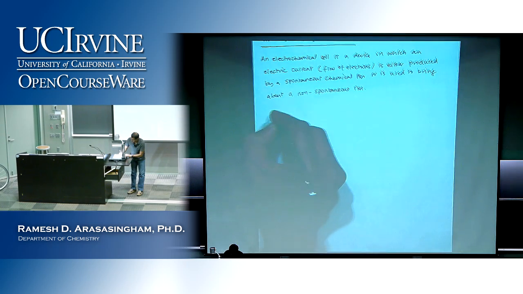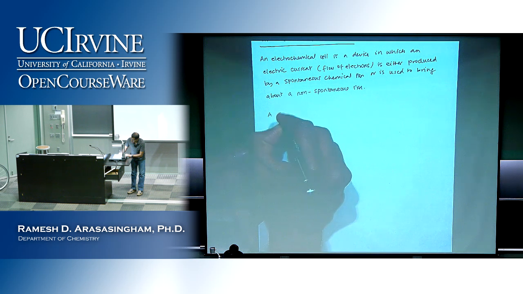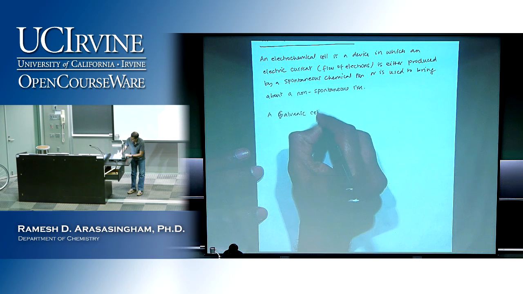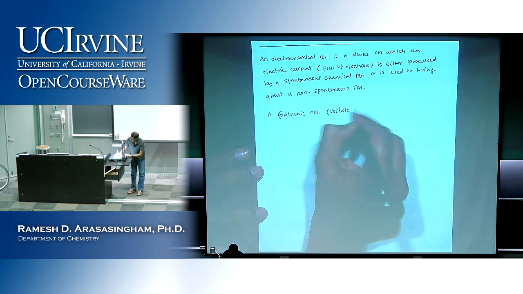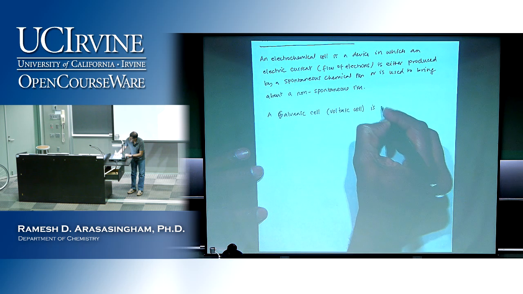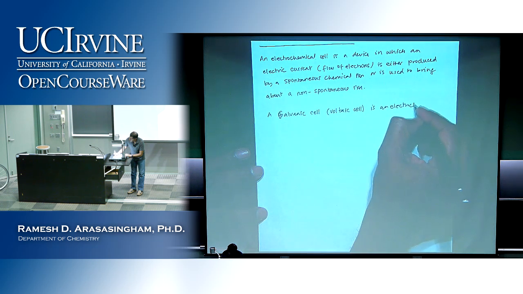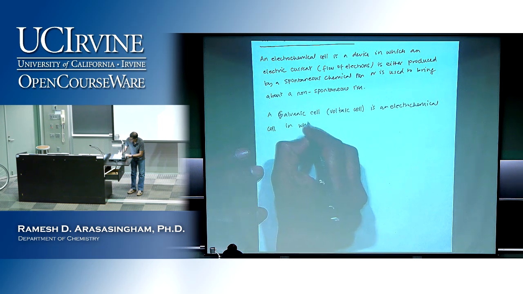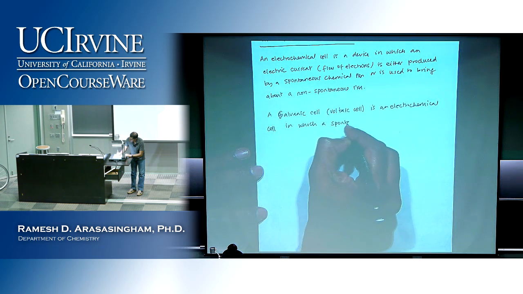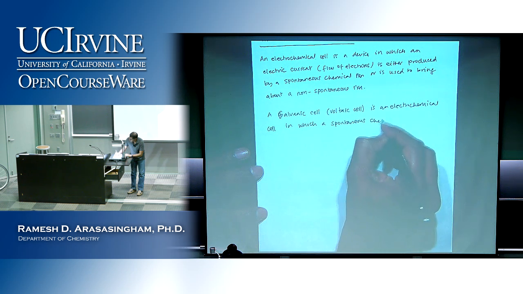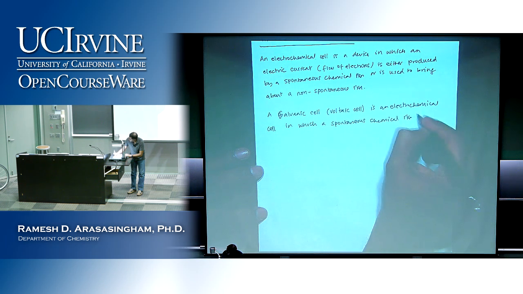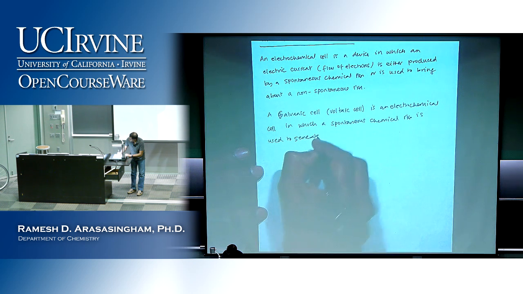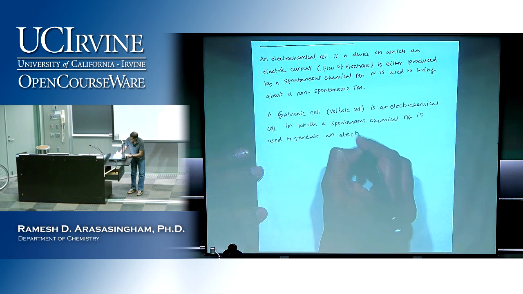Okay, so a galvanic cell or voltaic cell is an electrochemical cell in which a spontaneous chemical reaction is used to generate an electric current.